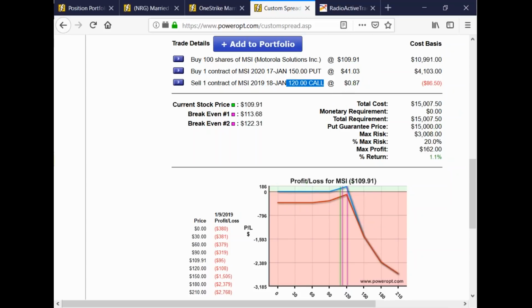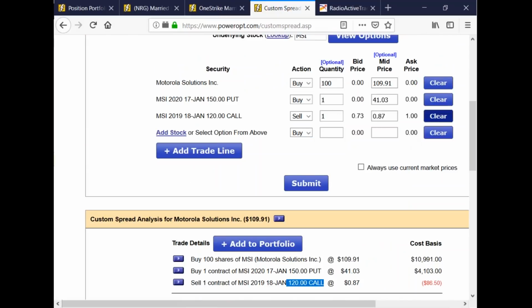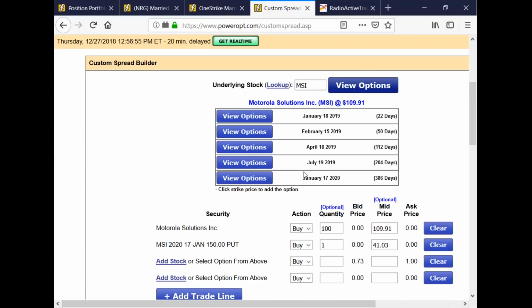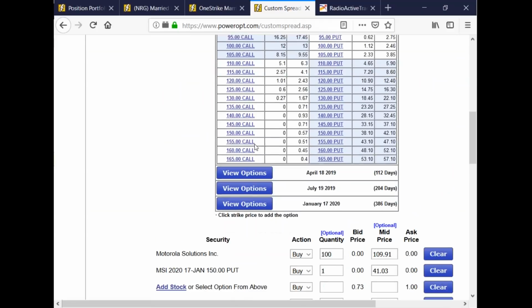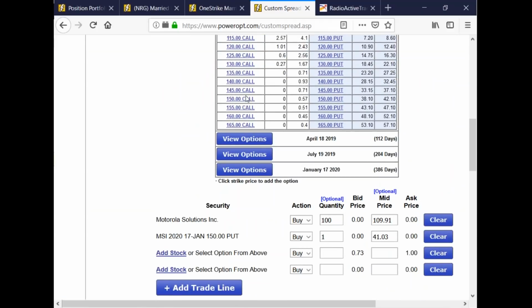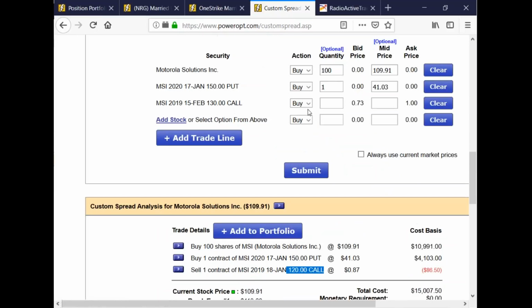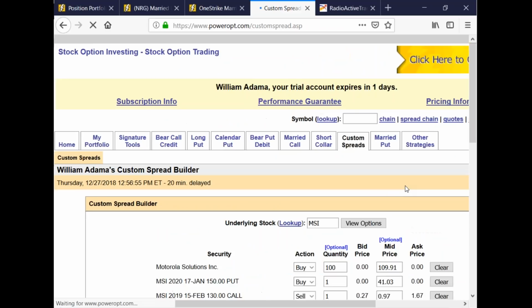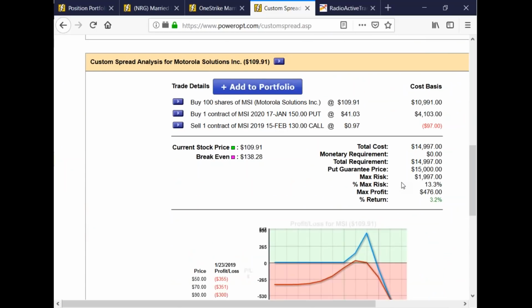You say, oh, well, let me go out to February. Instead, let me do something higher. Let me go out to February and sell, let's say, the 140 call. Now, 130. Better midpoint. All right, is this any better?